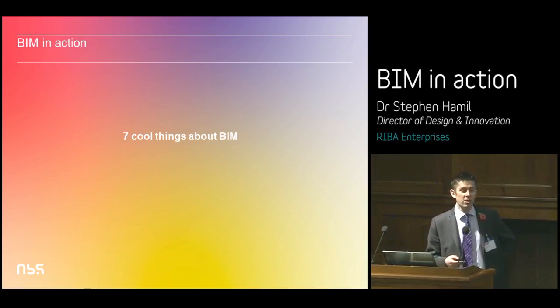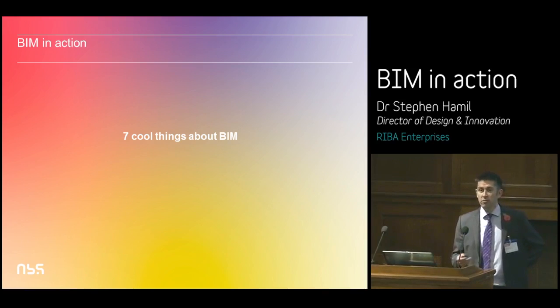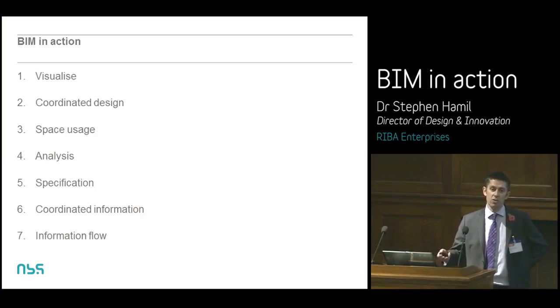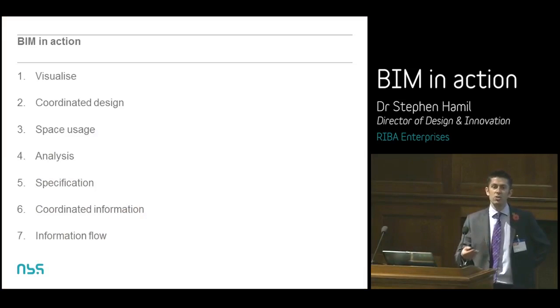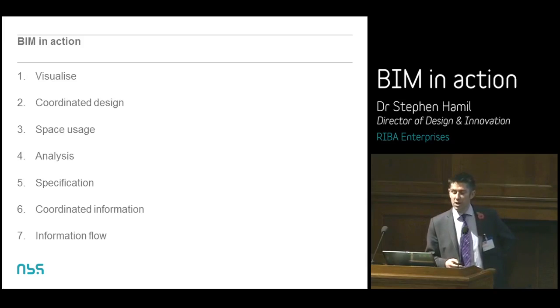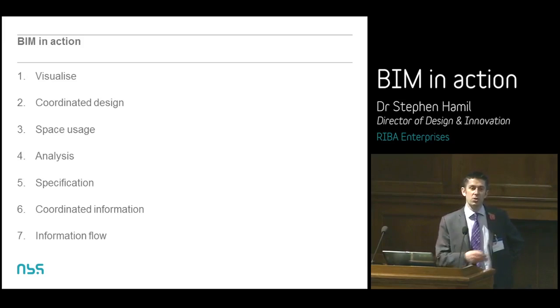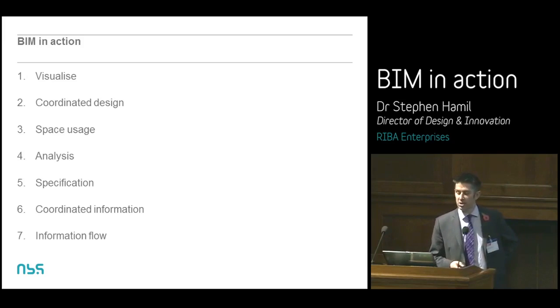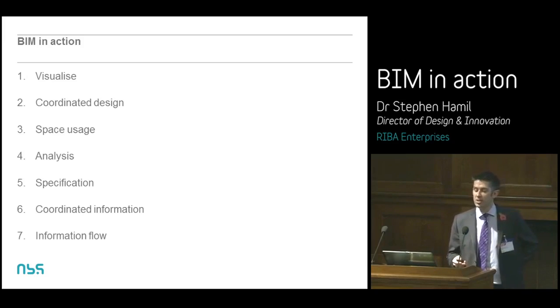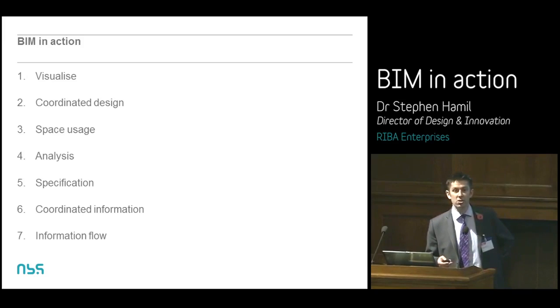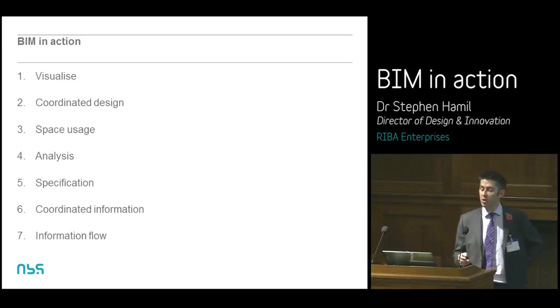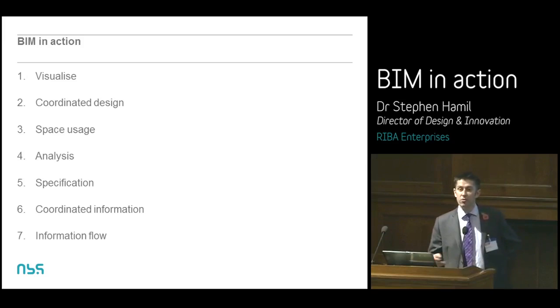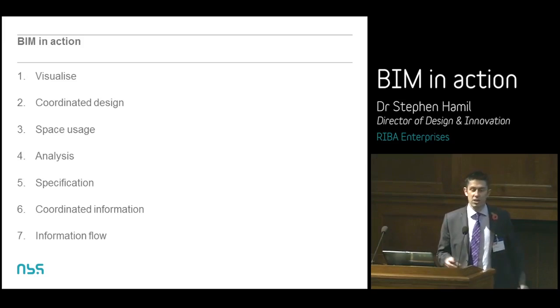So the 7 things we're going to look at in the next, say, 20 minutes or so is visualize. Dave talked about geometry and then more importantly the information, but let's start with the visualization, the geometry side. And then coordinated design. If you think design is putting together drawings, we'll have a little look at that. And then not just the design of the geometry, but the space, the interaction between the objects, analysis, specification, coordinated information across the models, and then finally how that information flows through construction and in use. So we'll look at these 7 areas over the next 20 minutes.